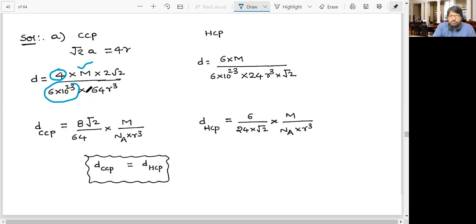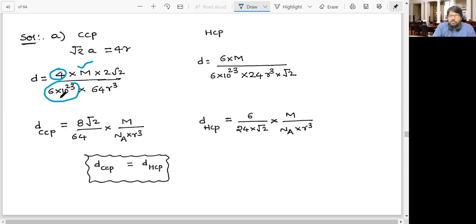Of course, what I have done is separate molar mass, Avogadro number, and r cube, which are constant. That is the common part in both. And of course, this can be further simplified: 8 8s are 64. So the density of a CCP unit cell is in the order of root 2 by 8 into some value.